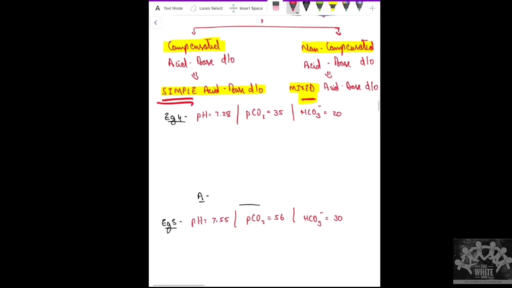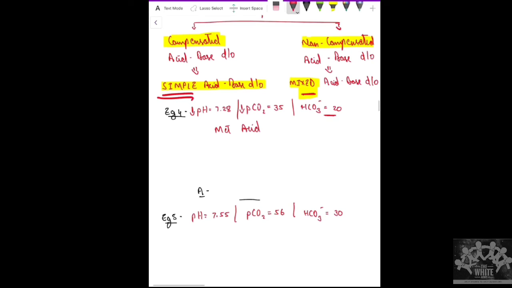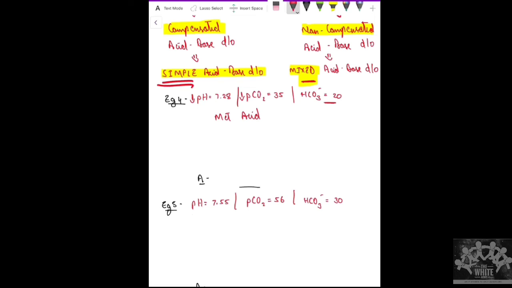Why? First we look at pH. pH is reduced. That means there is acidemia. Then we look at PCO2. Both pH and PCO2 are reduced. So we can tell it is metabolic acidosis. Correct? Then we look into HCO3 minus levels. Then you look for compensation.